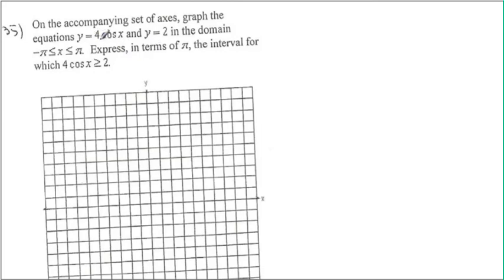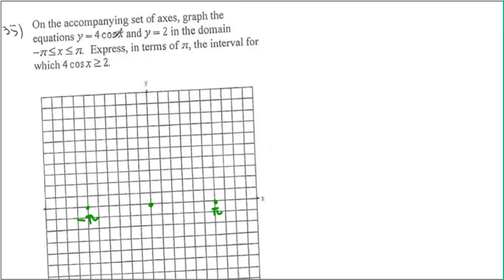Now, we need to sketch y equals 4 cosine of x, and y equals 2. All right, so let's look into this one here. We're looking at negative pi to pi. This seems to be our origin here. Why don't we just make 1, 2, 3, 4, 5, 6, 6 units as a pi, just to have 1, 2, 4, 5, 6. That's the negative pi.